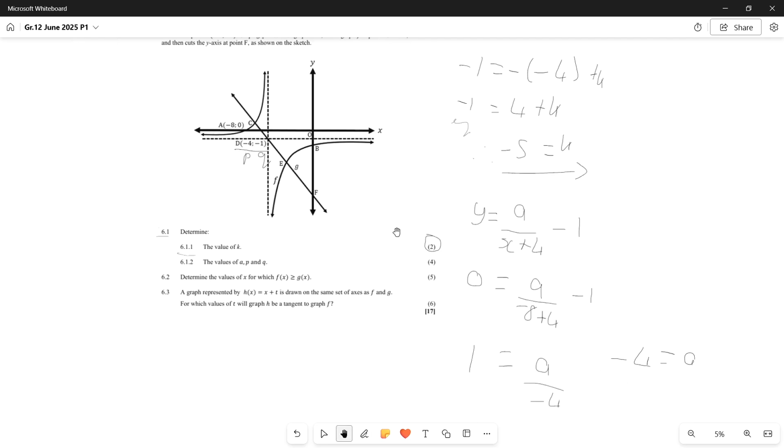We're in quadrant 2 and 4, which means we should have a negative value, as that places us in the correct quadrants. Great. So we have just calculated the values of a, p, and q. A is negative 4, p is positive 4, and q is negative 1.